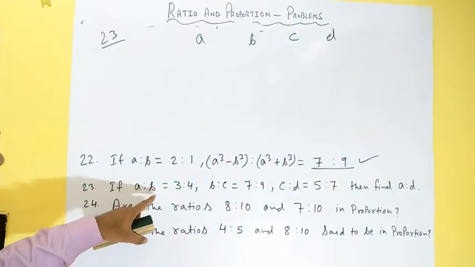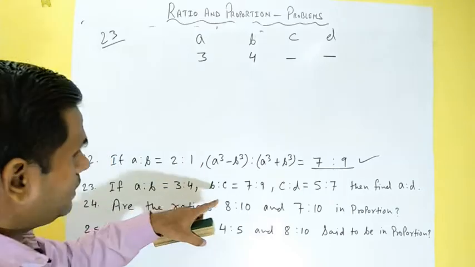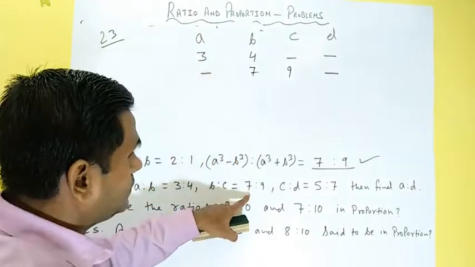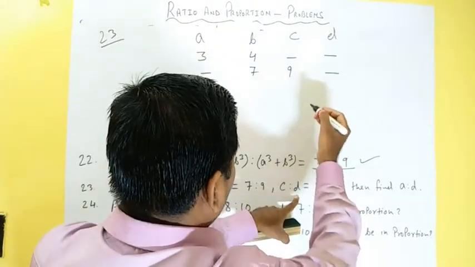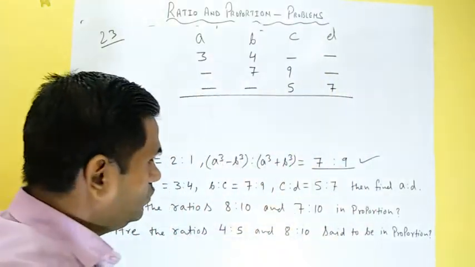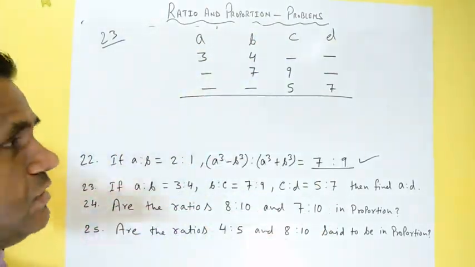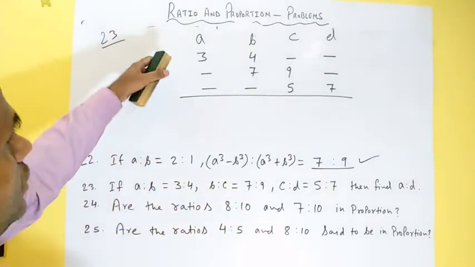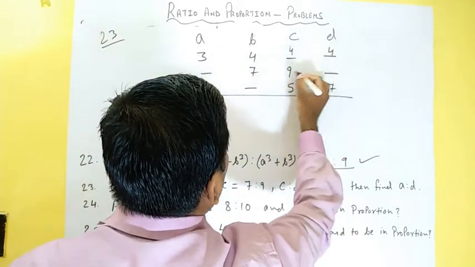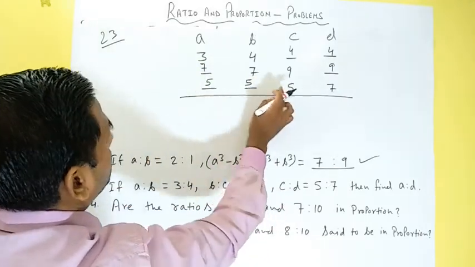Okay, now A is to B, 3 is to 4 is given. So we will write 3, 4. Let it be blank. B, C, 7, 9. So we will write 7, 9. This and this is blank. C, D is given. So we will write 5, 7. These two are blank. So now we have to find A is to D. So we will first take combined ratio and then in that we can find A is to D. So here we will use the same trick, friends. We will fill these blanks. So 4, 4. This is next to 9. So 9, 7. And here we can write 5, 5 because these two are next to 5.